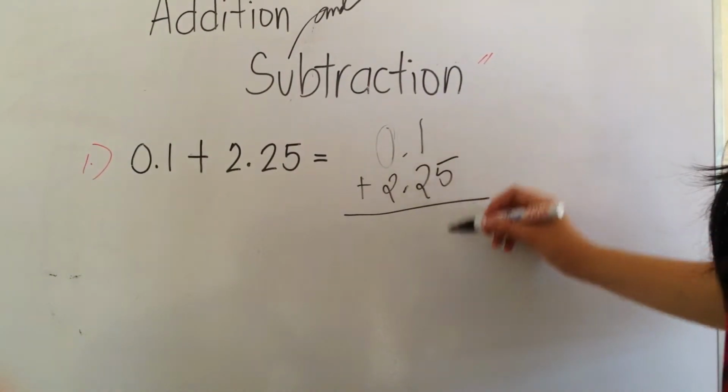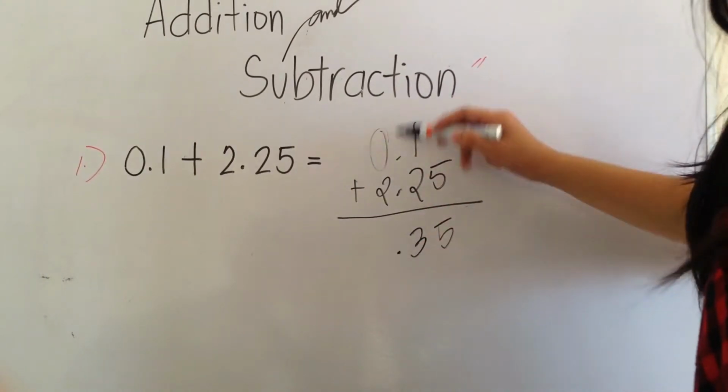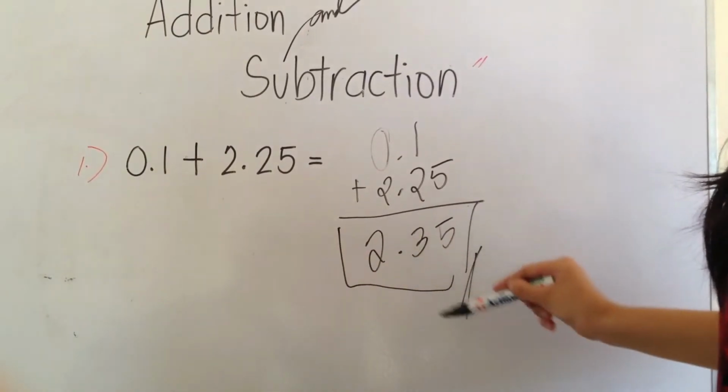In adding decimals, make sure that you're going to add those numbers who are in the same decimal places. So in here, just bring down 5, then 1 plus 2 is equal to 3, then point, copy the point, then 0 plus 2 is 2. So the final answer is 2.25.